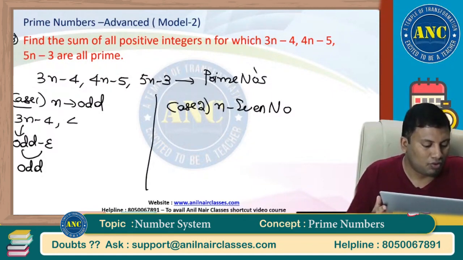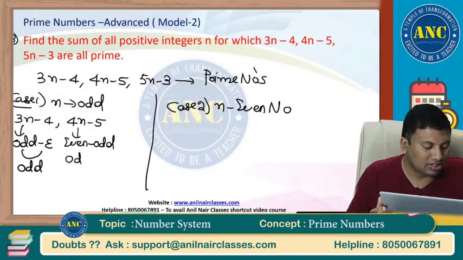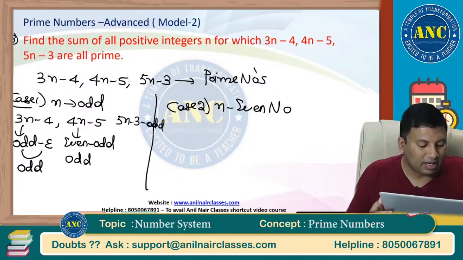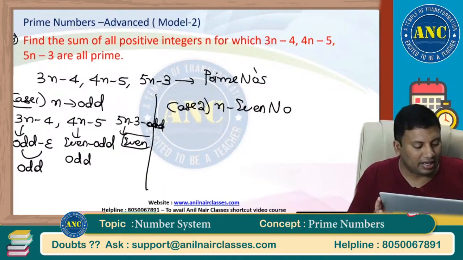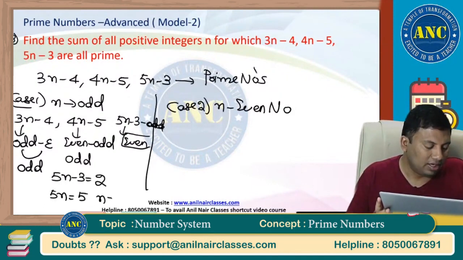Possible. 4n minus 5. This is 4n, odd into even, even. Minus 5. 5 is an odd number. So, even minus odd, it is odd. 5n minus 3. Odd into odd, odd. Odd minus odd, even. I hope the idea is clear. So, what is the only even number? 5n minus 3, it is 2. 5n equivalent to 5. N equivalent to 1.